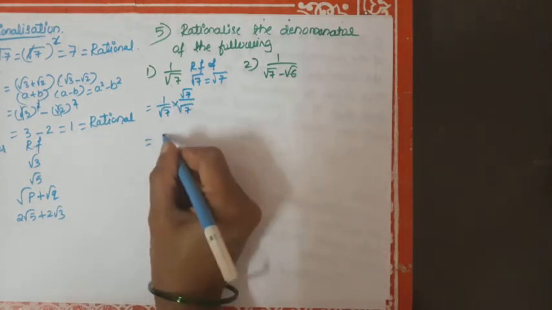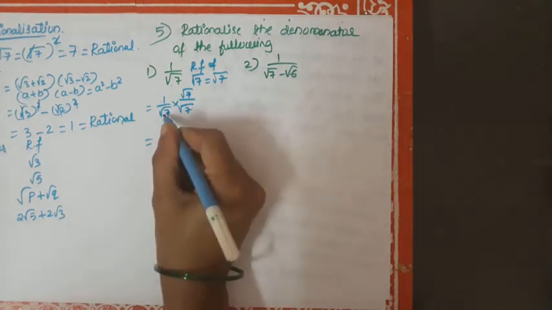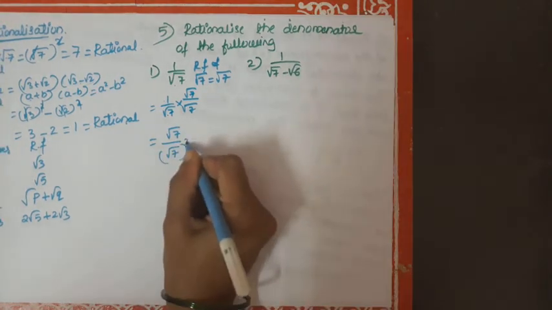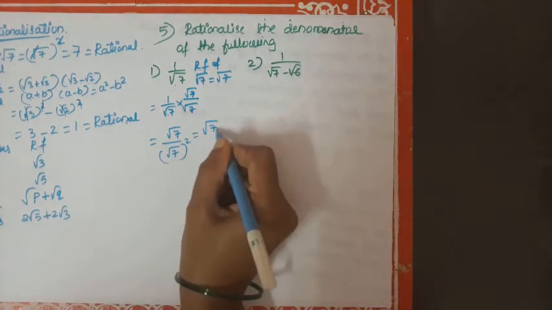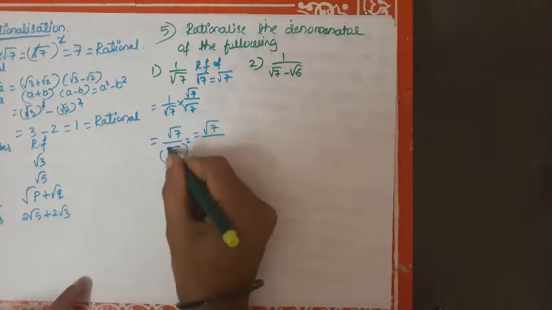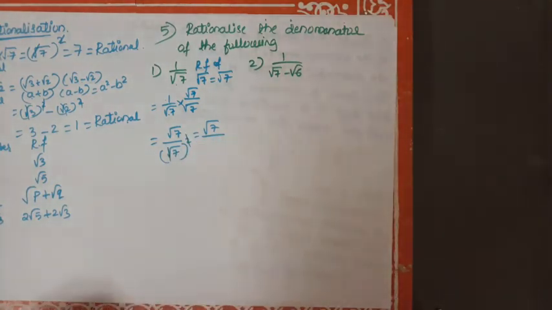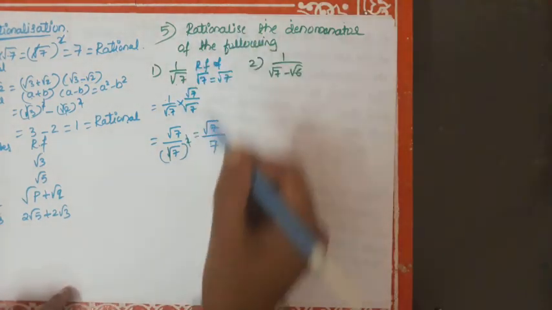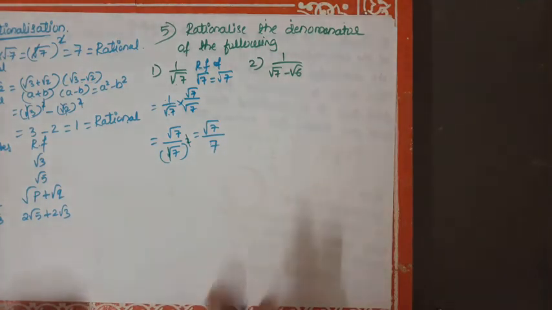1 into root 7 is root 7. Root 7 into root 7 is root 7 square. That is root 7 divided by, here the square and square root get cancelled, we have 7. Here the denominator is rationalized. The denominator is a rational number.